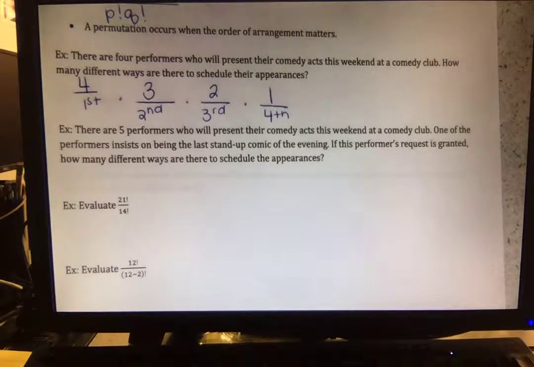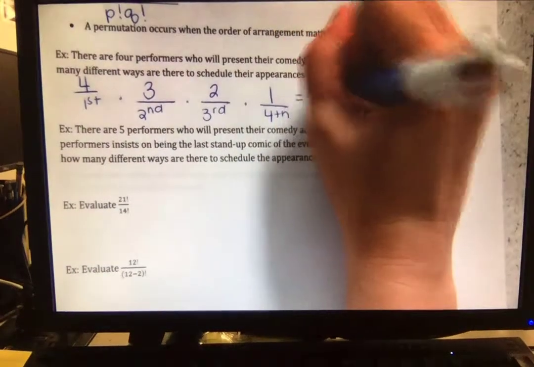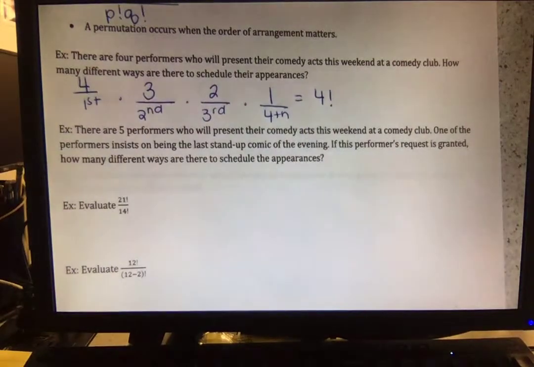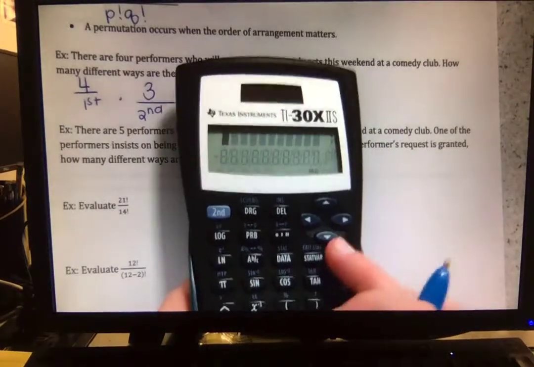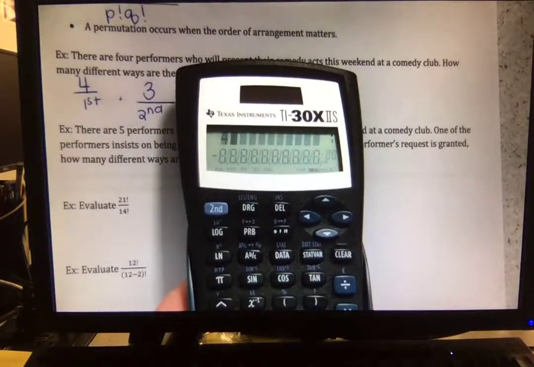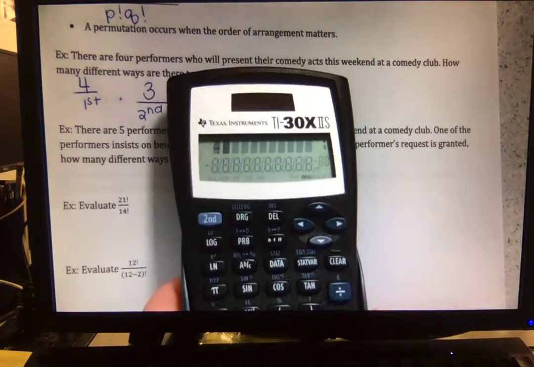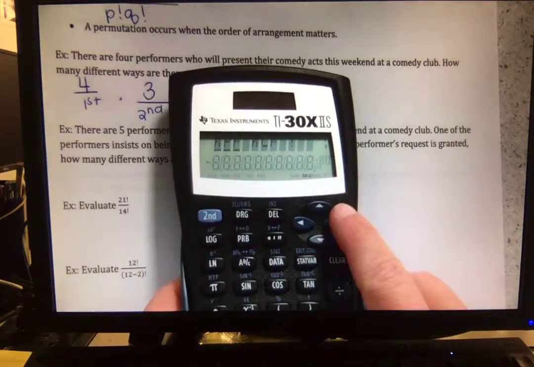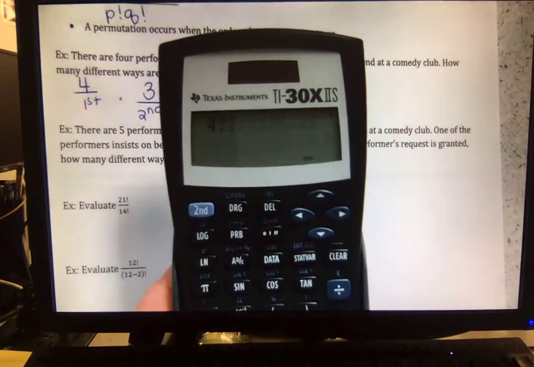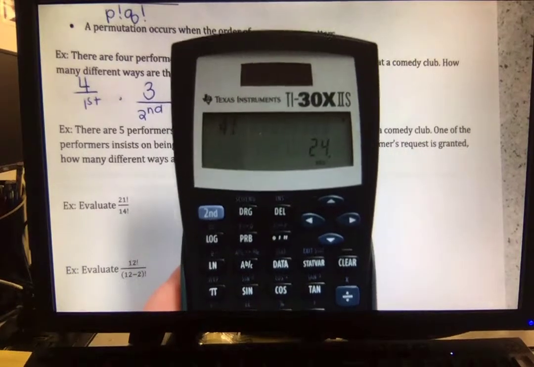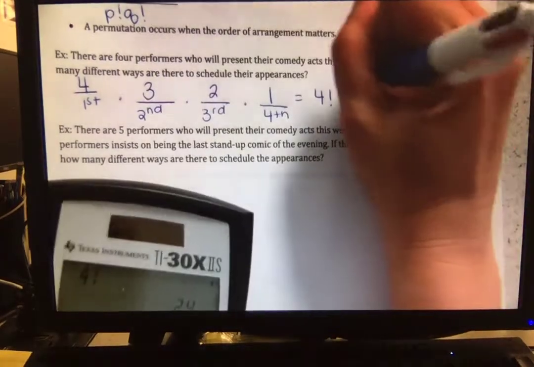Again, what's a more efficient way of writing this? 4 factorial. Good. 4 factorial. 4 times 3 times 2 times 1. So it's 4 factorial. So in our calculator, whether you do it in a graphing calculator or a scientific calculator, hitting the PRB button, scrolling over to our exclamation mark, 4 factorial will give us 24 different options. Done.